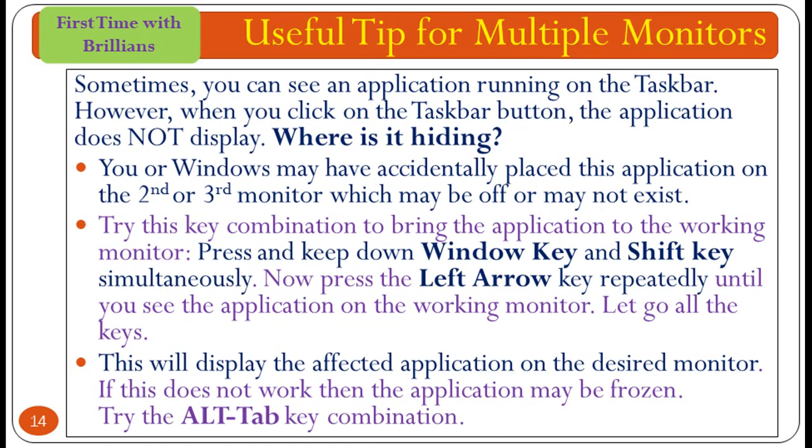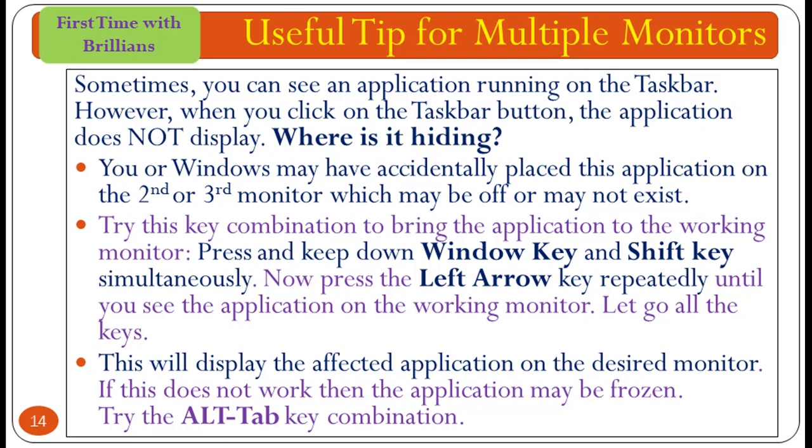Here is a useful tip if you have multiple monitors. Sometimes, you can see an application running on the taskbar. However, when you click on the taskbar button, the application does not display. Where is it hiding? You, or Windows, may have accidentally placed this application on the second or third monitor, which may be off or may not exist.